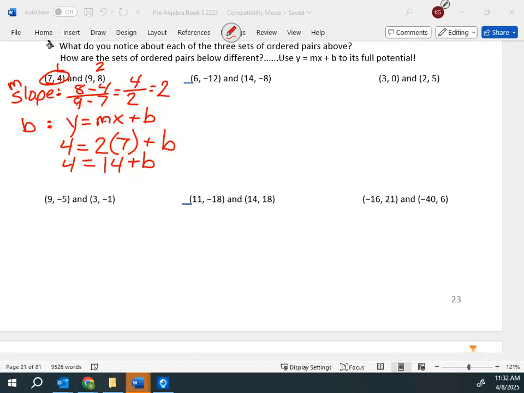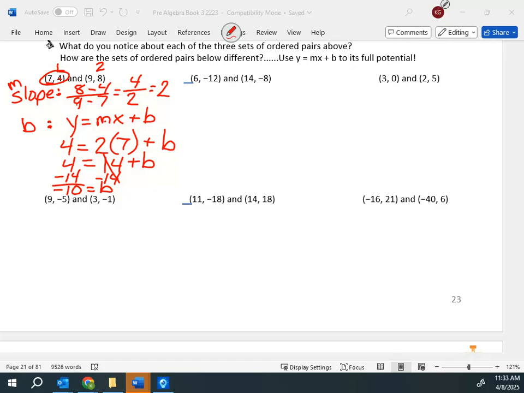What do I do to get the b by itself? What was that, Rocco? Opposite operations. I have a positive 14. I need to subtract 14. So that cancels out. 4 minus 14 is, Eleanor? 4 minus 14, negative 10. So now I know my y-intercept. The b is negative 10.